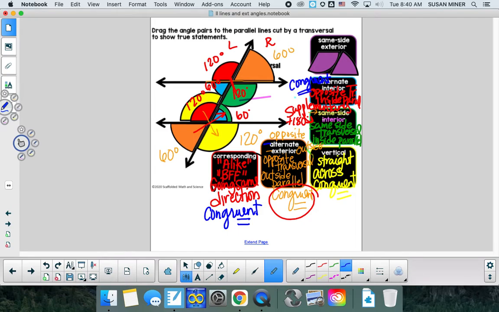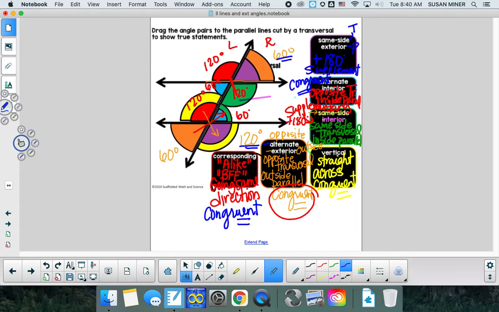Okay, the last one is same side exterior, same side of the transversal. And I'm just going to put a T here for transversal, and exterior, outside the parallel lines. Same side means that they're going to add up to 180. They are supplementary. And we can see, hey, this one was 120, right? And this one up here was in fact 60. So same side exterior angles add up to 180 degrees.